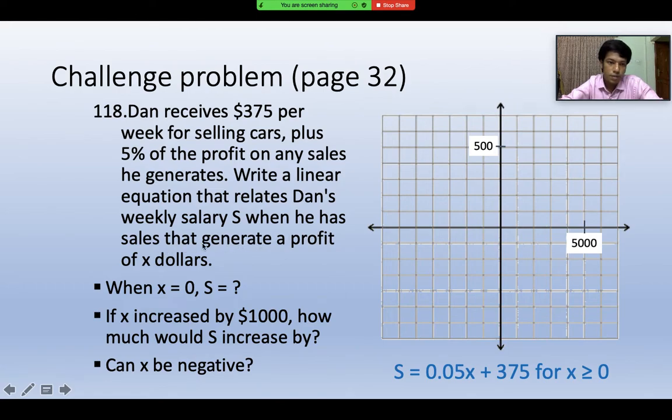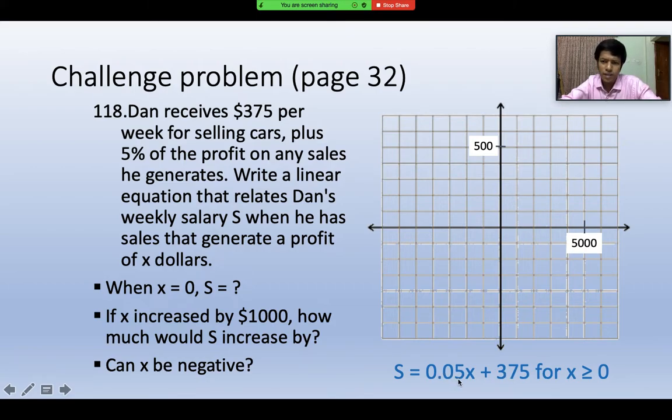X is the x dollar. So he makes sales that generate a profit of x dollars from his sale. So this is the thing, and this 375 is his fixed money. That's why this is separate. Whatever he does, he will get that $375 for sure. Even if he cannot sell anything, he will get this money, because you can see we can put 0 here. If we put 0 here, then he gets this money.